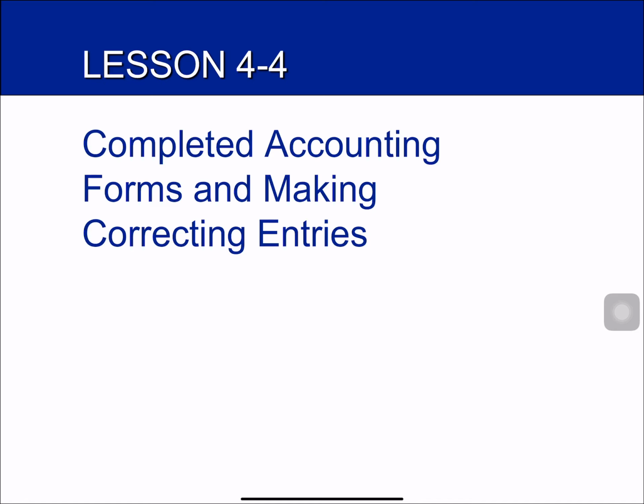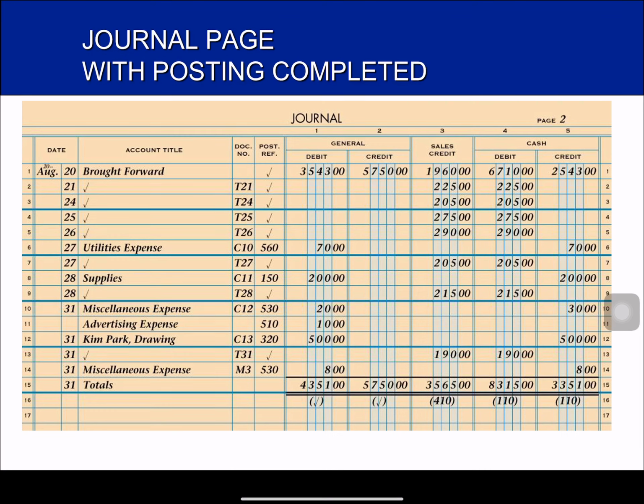Completed accounting forms and making correcting entries is lesson 4-4. There are sometimes you make a mistake and you've already posted. So this is what your page looks like when you're done with your posting. You will note that this whole column is filled in because you posted individually to the accounts and the amounts that are listed here. And then when you're done, you post across the totals. And again, the check marks indicate that nothing from that line is posted individually.